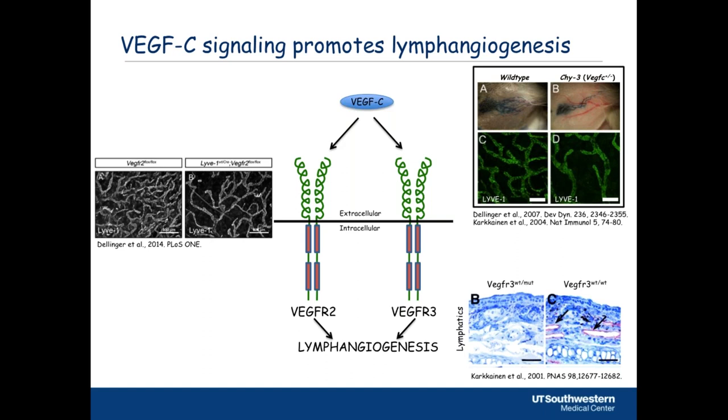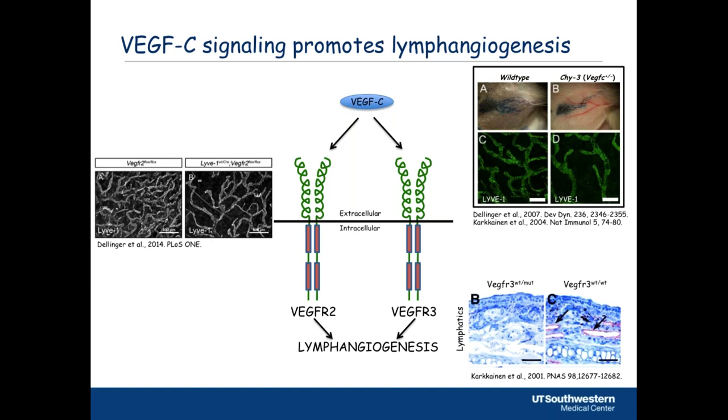Although the field of Gorham-Stout disease research hasn't significantly advanced over the past 50 years, substantial progress has been made in the field of lymphangiogenesis research. And over the past 20 years, VEGF-C has emerged as the principal driver of lymphangiogenesis. VEGF-C is a growth factor that activates the receptor tyrosine kinases, VEGFR2 and VEGFR3. Both of these receptors are expressed by lymphatic endothelial cells, and both stimulate the formation of new lymphatics, a process called lymphangiogenesis.